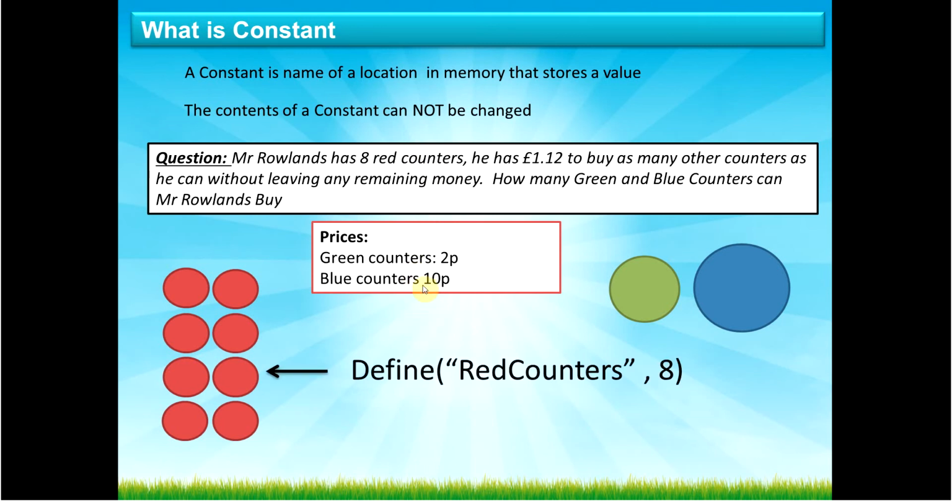So again, to create a constant, the syntax is slightly different from what you've seen just for a variable. So I'm just going to pop the arrows up again and show you how it breaks it down.